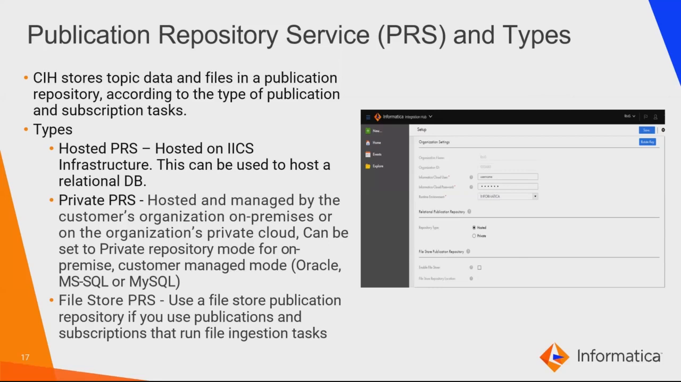When you store your topic data on premise, the private publication repository must reside on an Oracle, Microsoft SQL, or MySQL database. A relational PRS stores relational data for subscribers to consume, while you can see something called a file store publication repository as well here. A file store publication repository stores files as is for subscribers to consume. You can use a file store publication repository when your publications and subscriptions run file ingestion tasks.